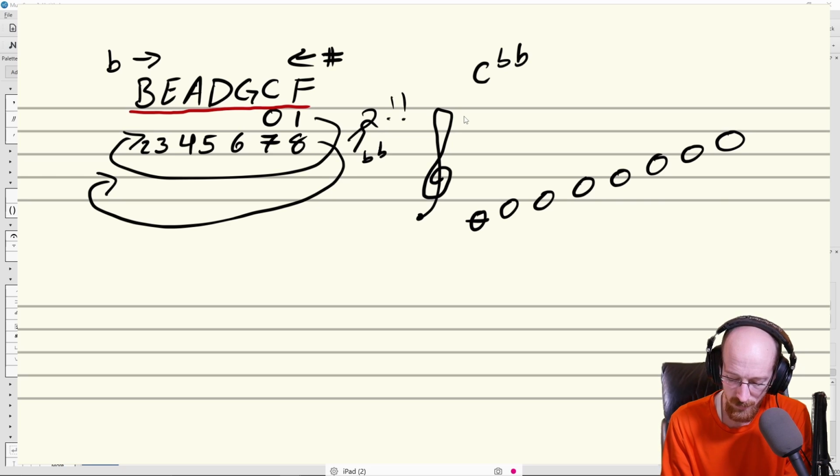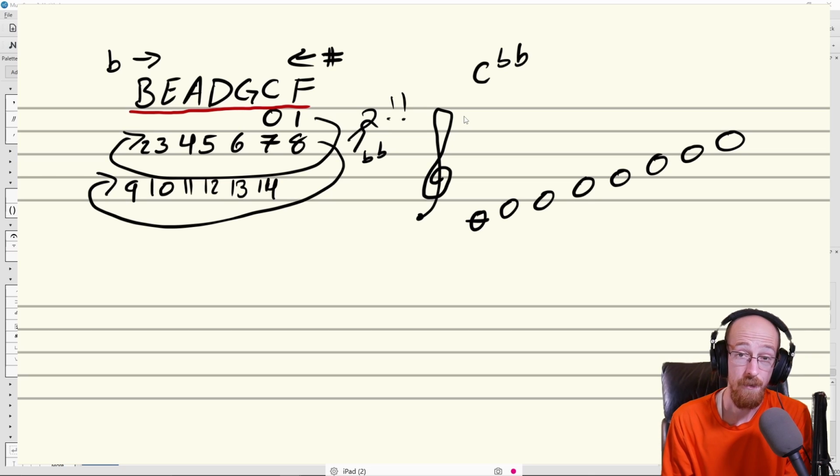So that means we're at double flat territory. So this would be 8, 9. So there'd be 9 flats in B double flat. 10, 11, 12, 13, 14. So there are 14 flats in C double flat.